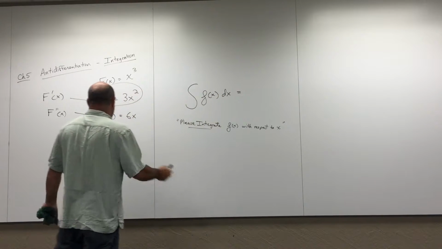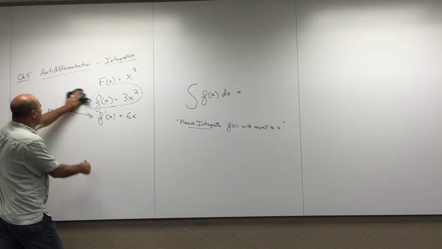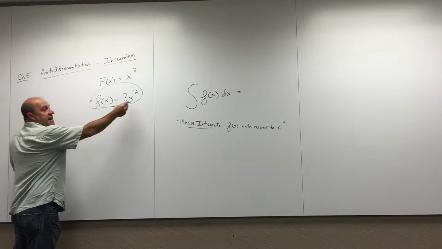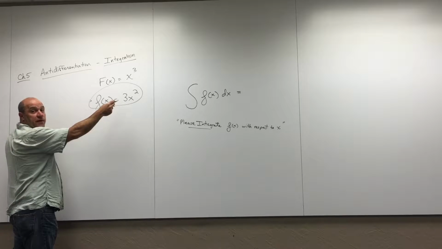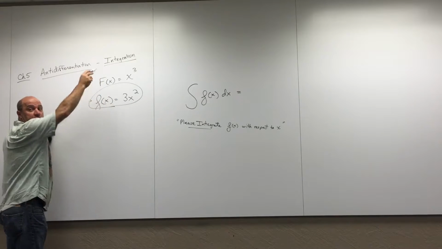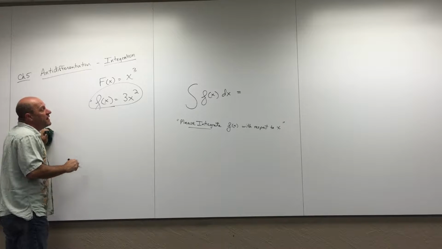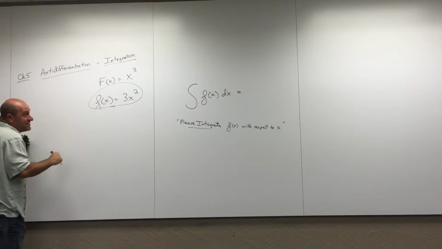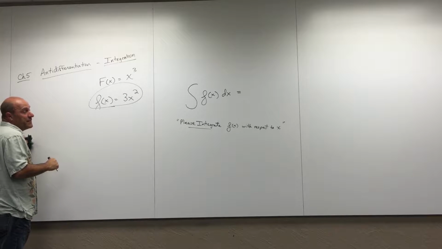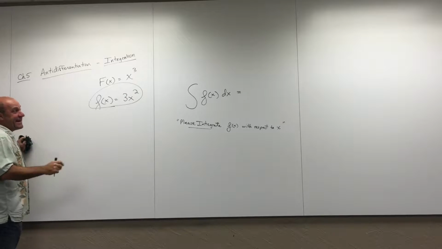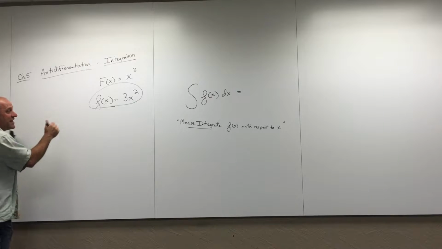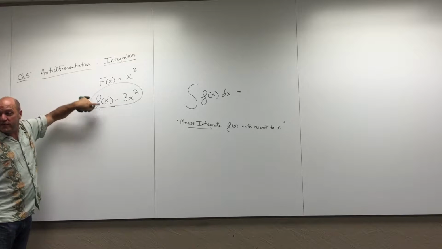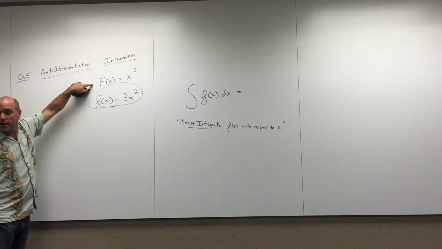A few minutes ago we did one. I got a little crazy with all my notation, but I asked you, what's the antiderivative of 3x squared? And you said x cubed. It was obvious, you kind of did it in your head. Could it be another answer? Do you think there could be another answer? Is there any other antiderivative of 3x squared? Is there any other function where, if you took its derivative, you would get 3x squared? Or is that the only one?